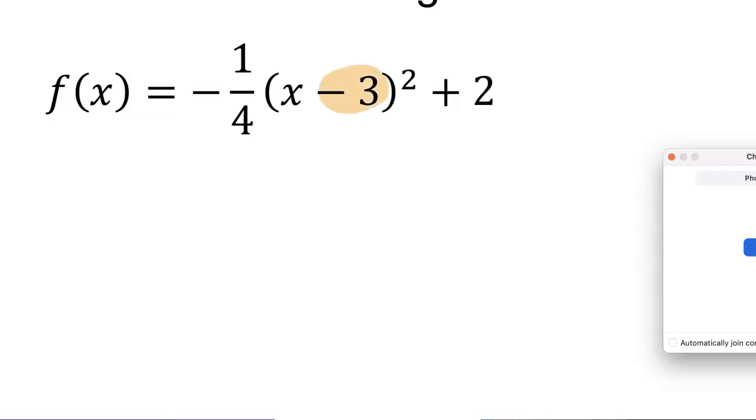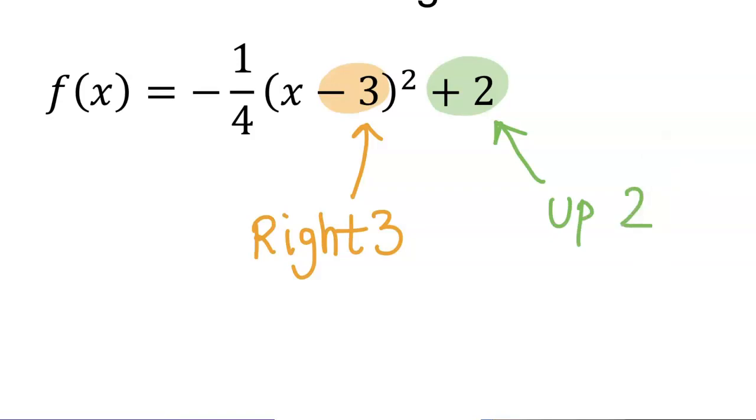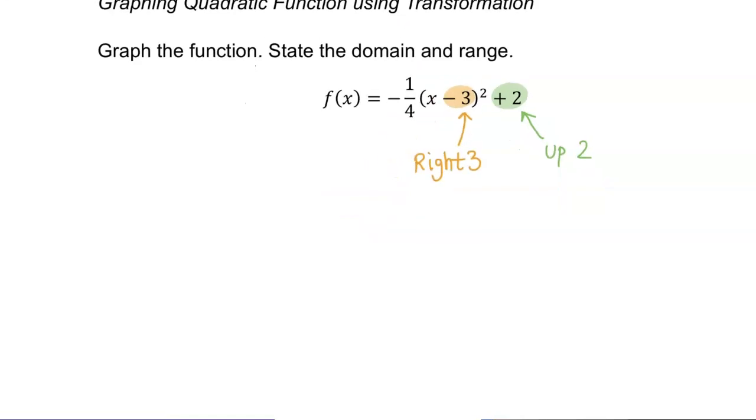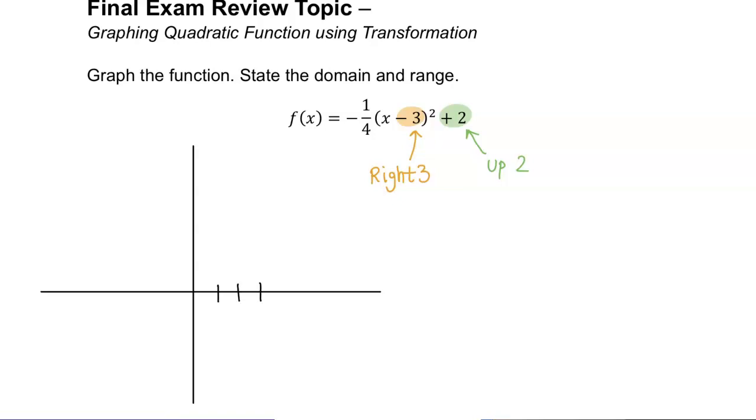So that minus 3 inside the parenthesis will shift the graph right 3 units. And that adding 2 will shift our vertex up 2 units. So using that much, I'm going to go ahead and plot the vertex first, okay? So the goal is to graph these. So on the xy axis, I'm going to go right 3, 1, 2, 3, and go up 2. And here's my vertex.